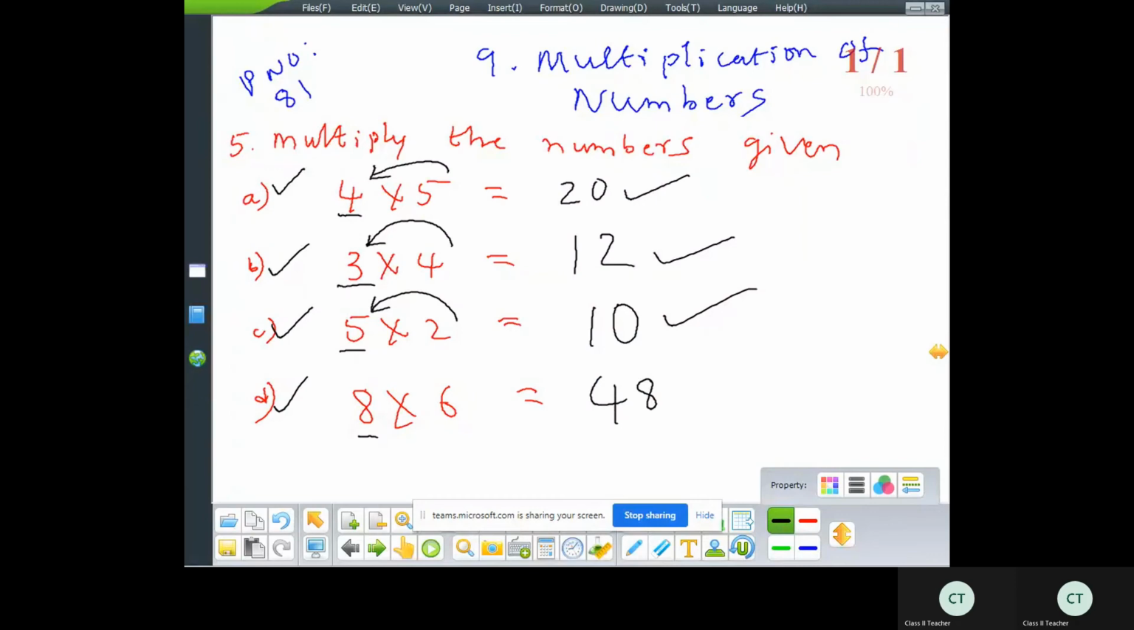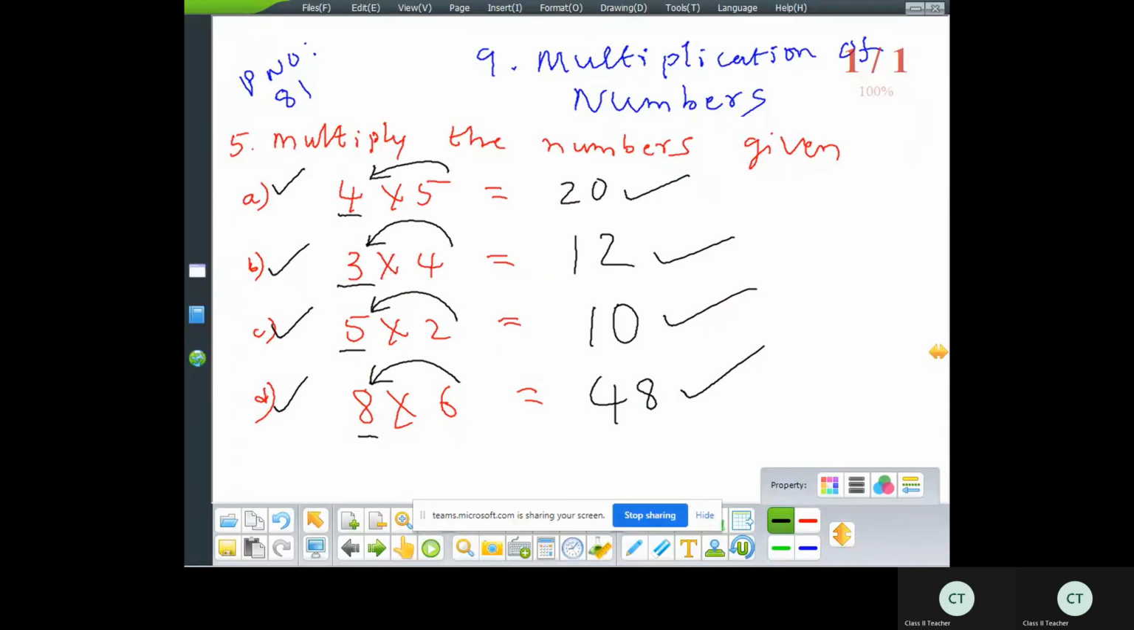Or 6 into 8. 6 is multiplied by 8. 6 times of 8. 6 ones are 6, 6 twos are 12, 6 threes are 18, 6 fours are 24, 6 fives are 30, 6 sixes are 36, 6 sevens are 42, 6 eights are 48.